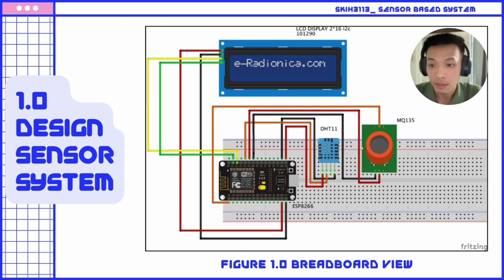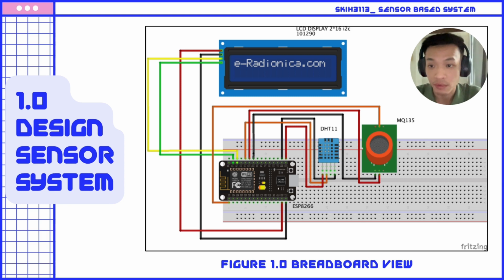Secondly is the I2C LCD display. This is used to provide user feedback in the project, and the display offers a convenient way to show the real-time sensor data such as temperature, humidity, and gas concentration to make it accessible to the user.